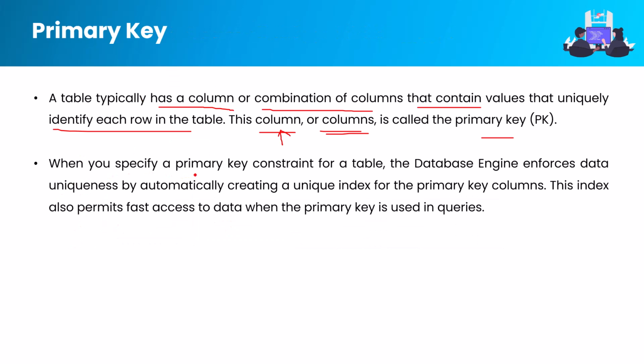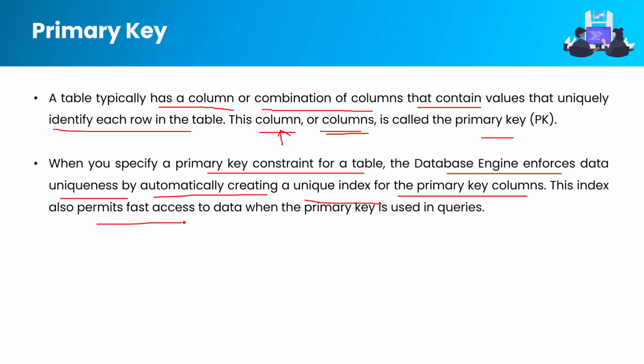When you specify a primary key constraint for a table, the database engine enforces data uniqueness. Uniqueness means your record will not be copied. Okay, or when you try to insert the same email ID in two different rows, it will throw an error, because it will enforce the data uniqueness automatically. Also, when you create a primary key constraint, the database engine enforces the data uniqueness by automatically creating a unique index for the primary key column.